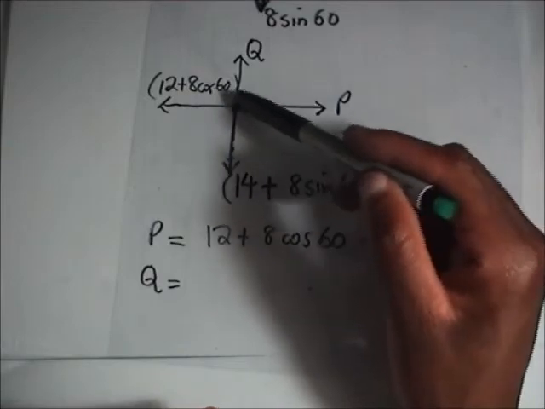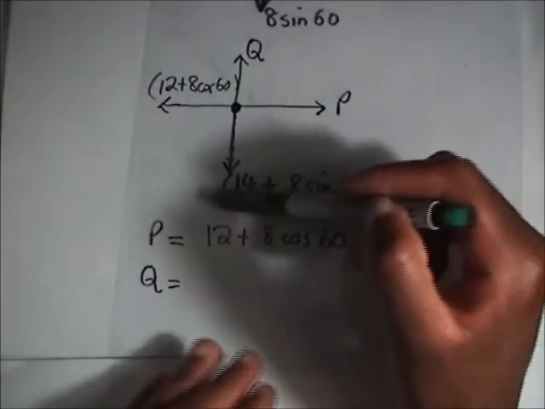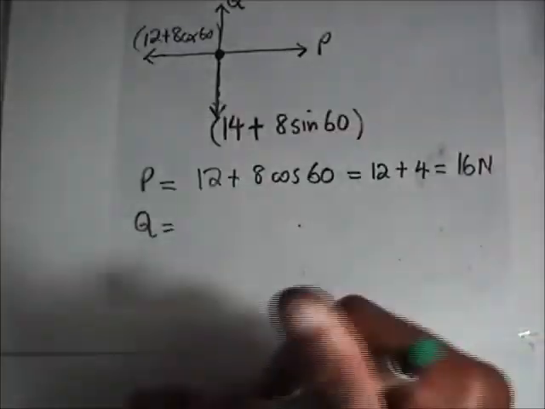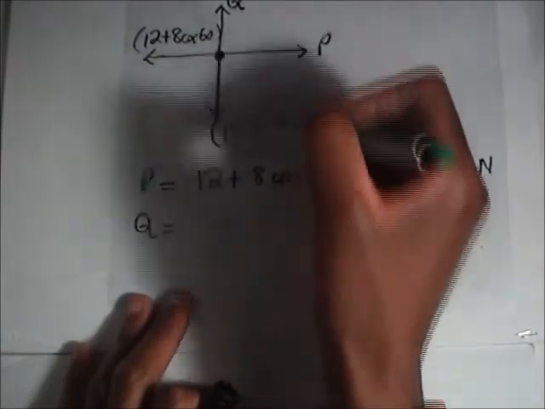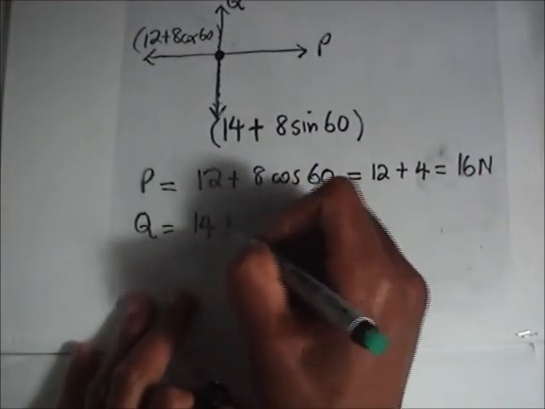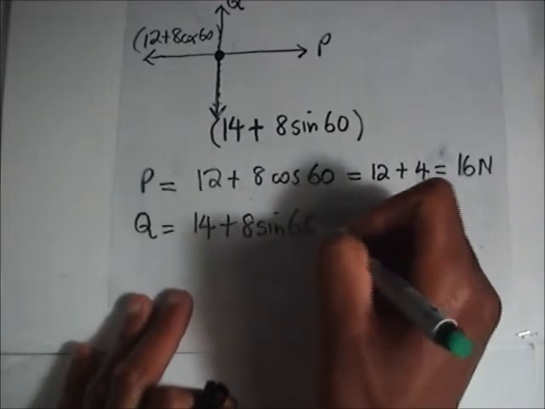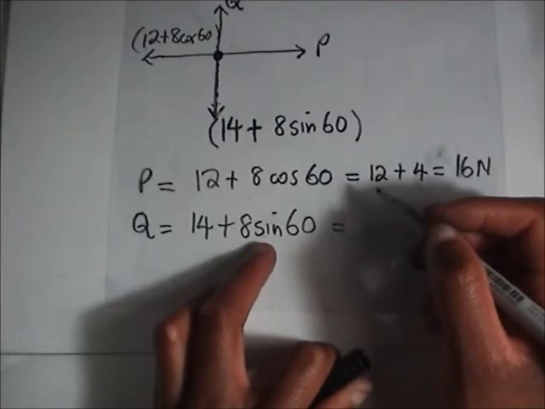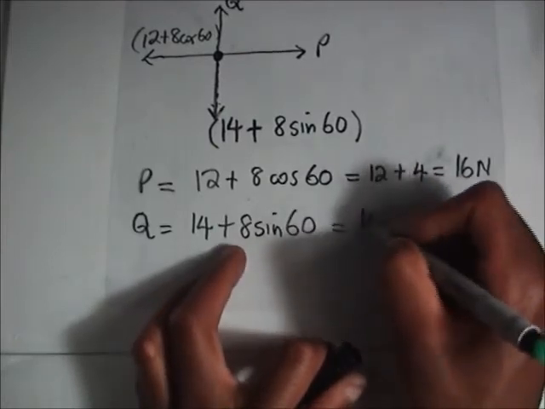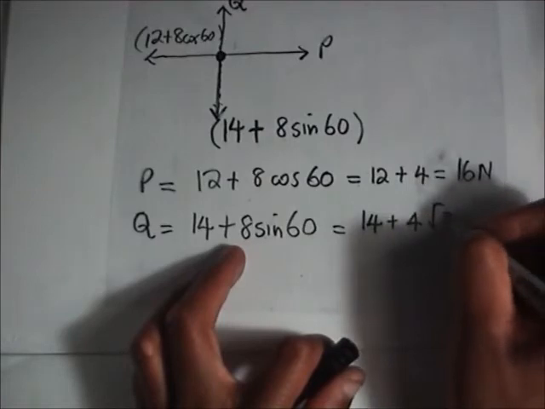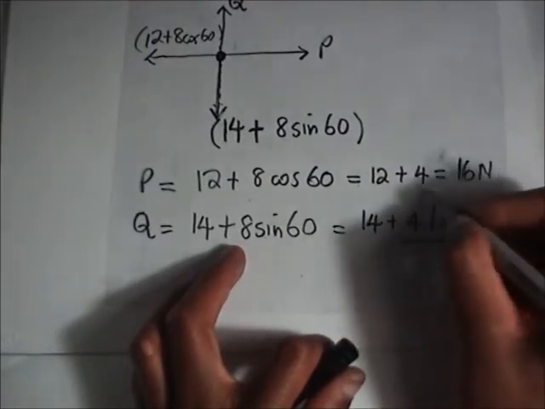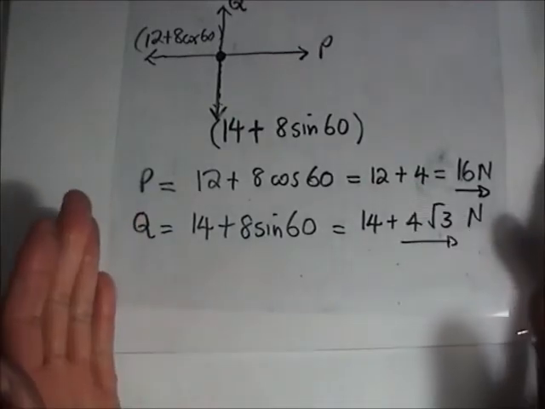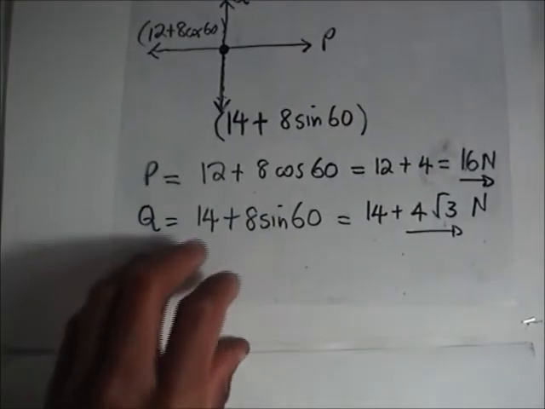There's equilibrium, so the forces pulling to the right are equal to the forces pulling to the left. That's what we did here. The forces pulling up are equal to the forces pulling down because this object is in equilibrium. So my Q pulling up should be equal to what is pulling down, 14 plus 8 sine 60, the total force pulling downwards. 8 sine 60 is root 3 over 2 times 8, which is 4 root 3, plus 14, which is 14 plus 4 root 3 newtons. So we have solved for our P and our Q. This is basically what happens when a force is resolved, so I need to emphasize that part.